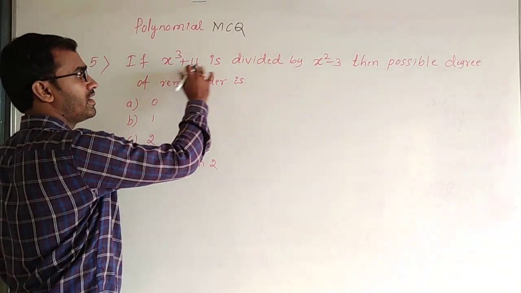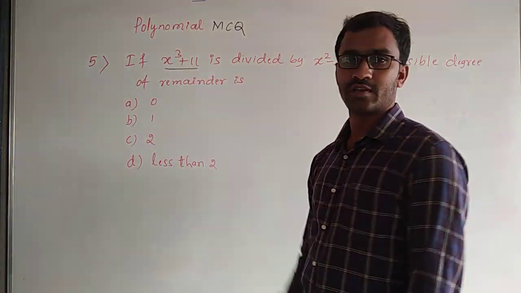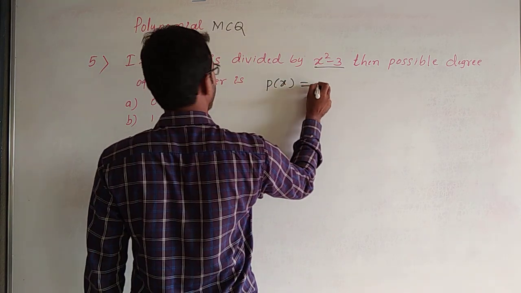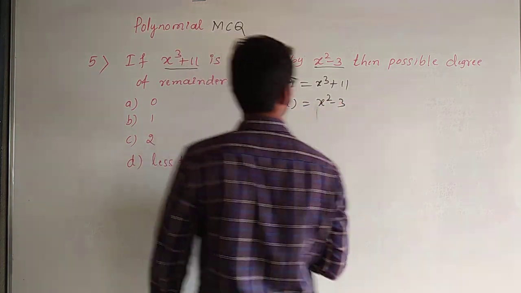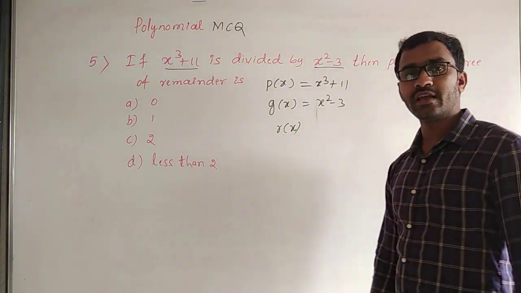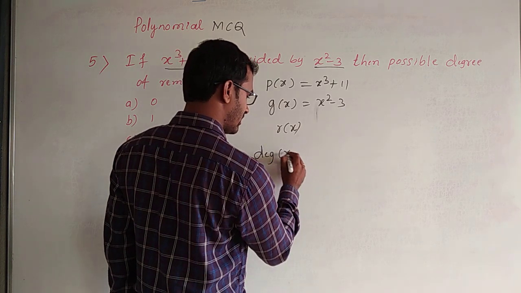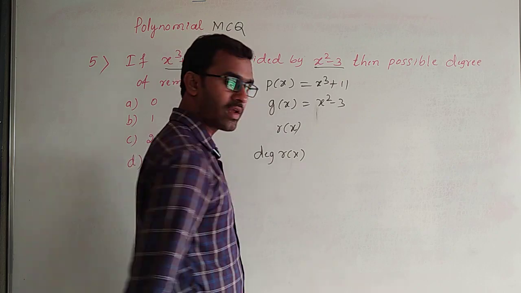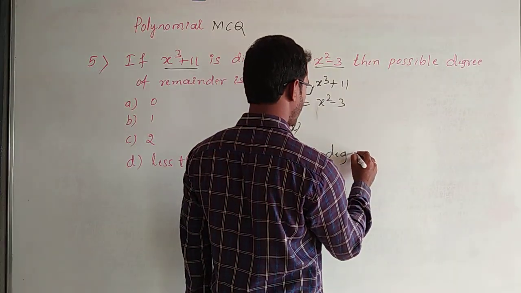If x cube plus 11 is divided by x square minus 3, this is the dividend and this is the divisor. Here the dividend is p of x equal to x cube plus 11, and g of x is the divisor, x square minus 3. Possible degree of remainder means we have to find the degree of r of x. We know the formula: the degree of the remainder is less than the degree of the divisor, which is g of x.